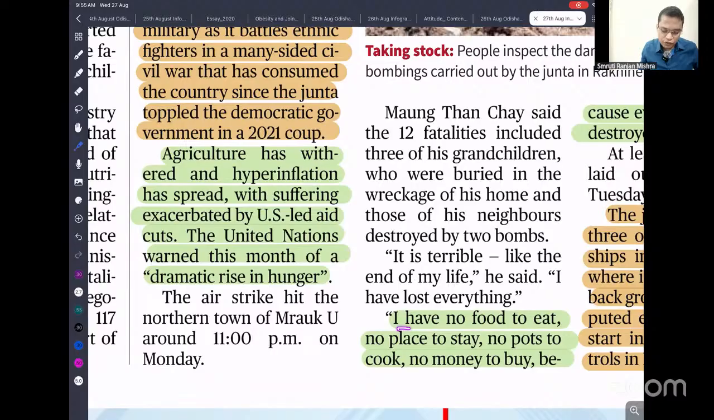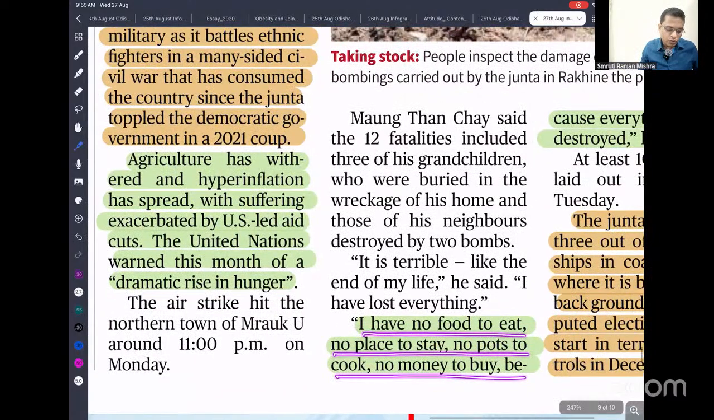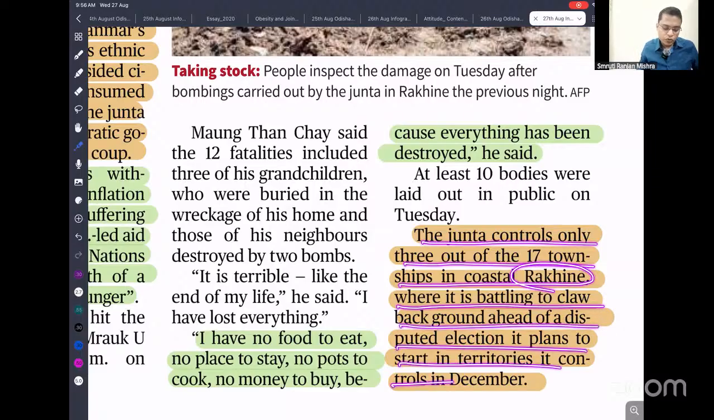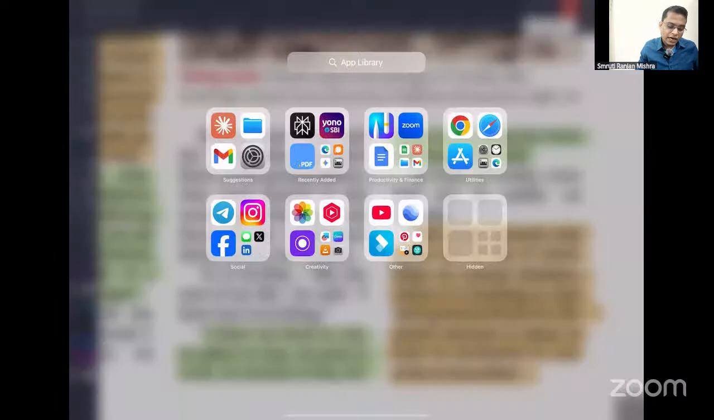I have no food to eat, no place to stay, no pot to cook in, no money to buy, because everything has been destroyed by this bombing. The Junta controls only part of Rakhine, where battling is going on. So here you have to map the Rakhine State, where it is located.